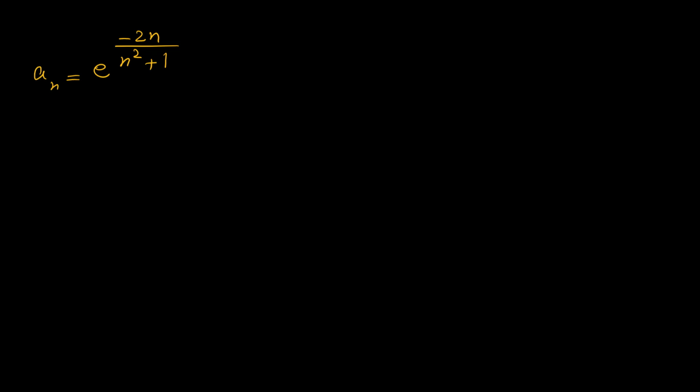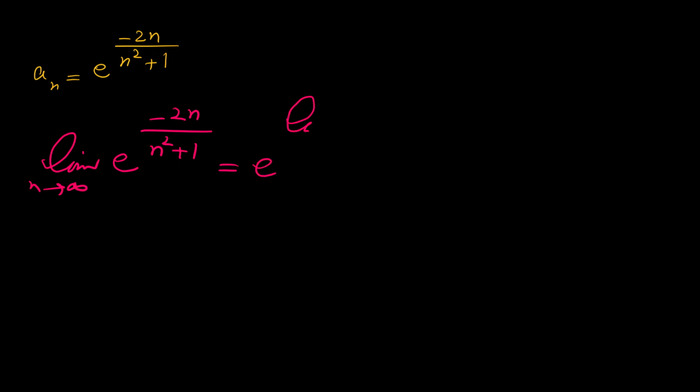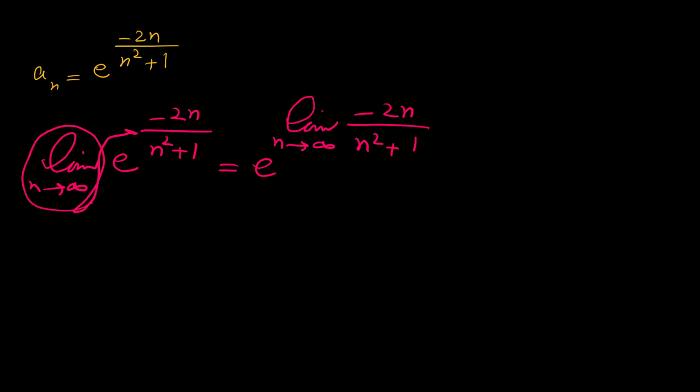So, for finding the limit of e to the power of negative 2n over n to the 2 plus 1, when n approaches infinity, we focus at the exponent, not the numerator. We focus at the exponent. And we can bring the limit to here because the exponential function is a continuous function, so we can do this.